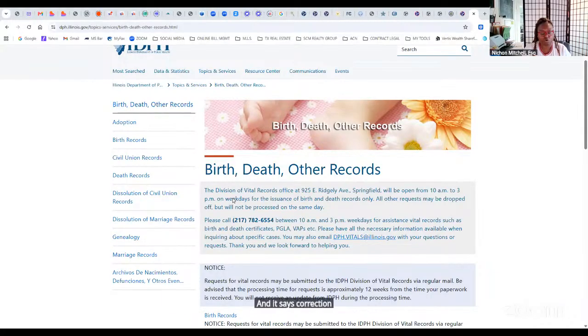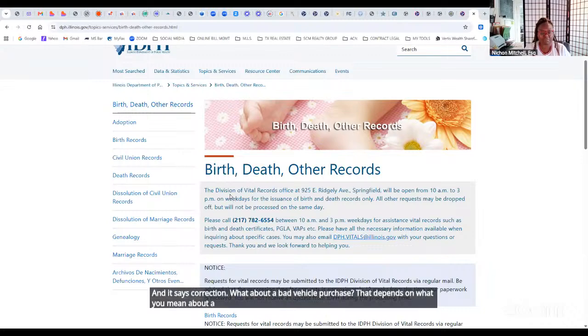And it says correction. What about a bad vehicle purchase? That depends on what you mean about a bad vehicle purchase. Is the vehicle bad or was the deal bad?